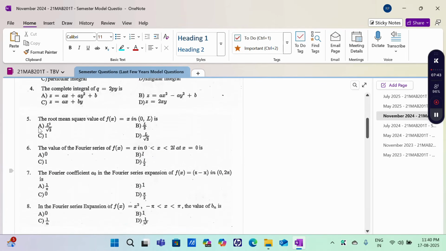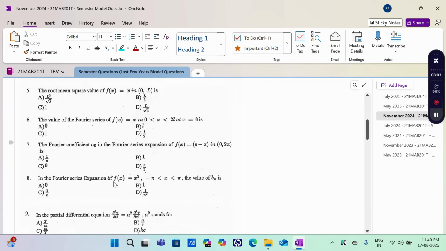And then 5 to 8 are unit 2, Fourier series. So the range 0 to L, the f of x to calculate, 0 to 2L, 0 to 2 pi, minus pi to pi, the function of x given, to find the value of bn, and then a naught, and the value of f of x general Fourier series, and then this is the root mean square.